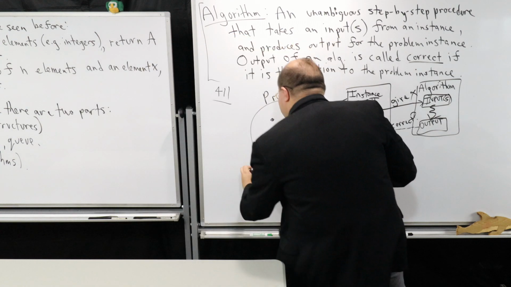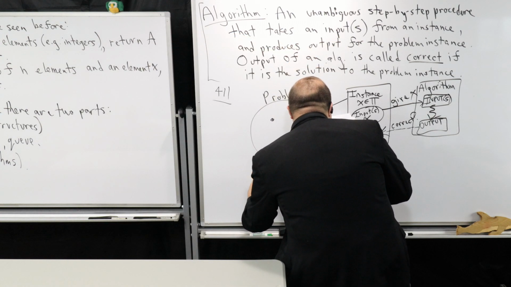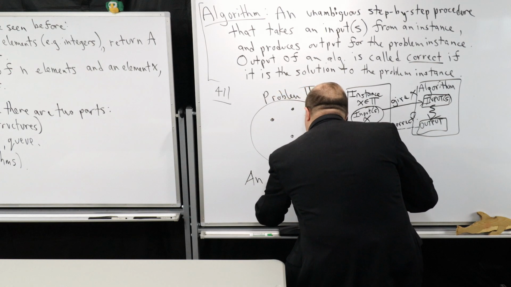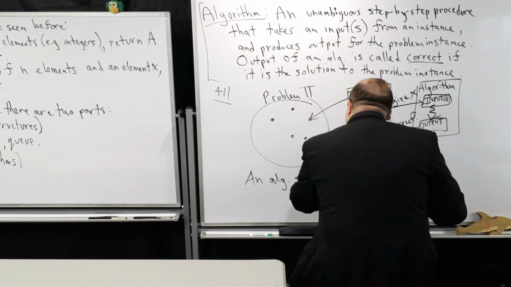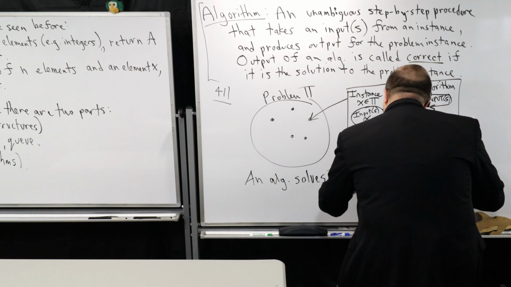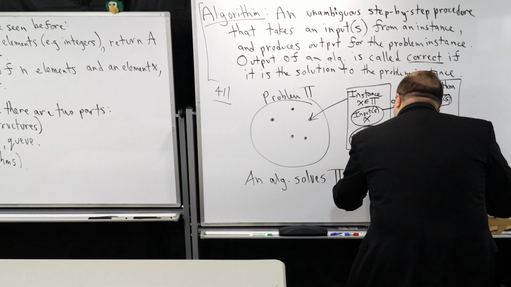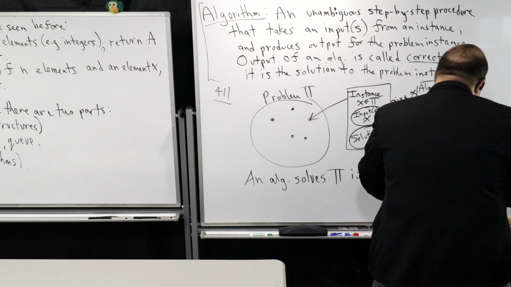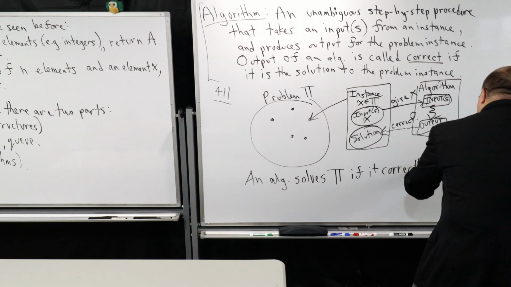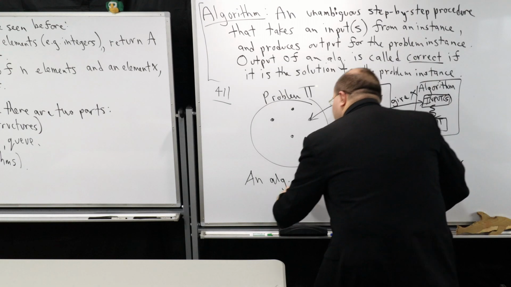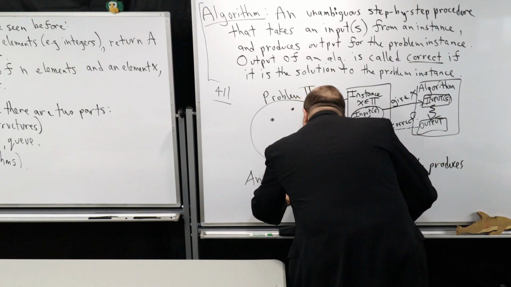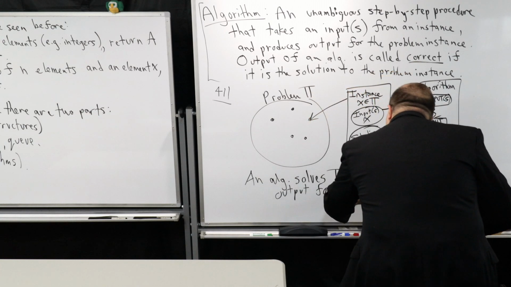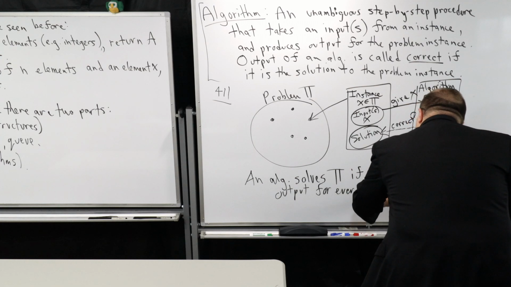So just to summarize everything: an algorithm solves pi if it correctly produces output for every x in pi.